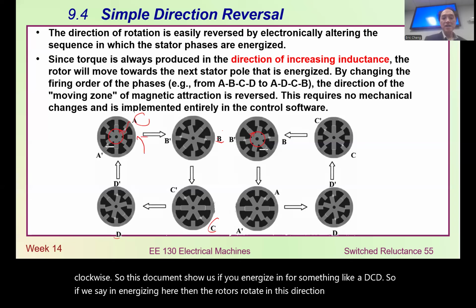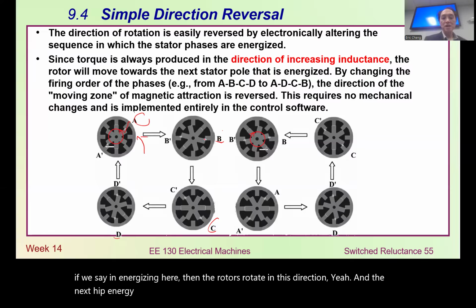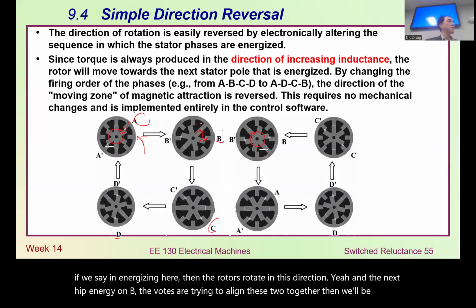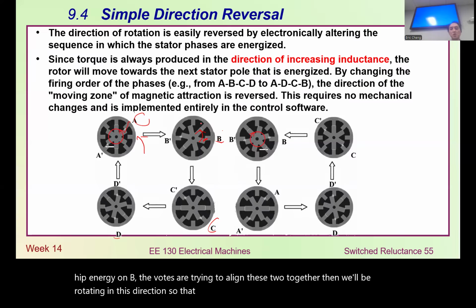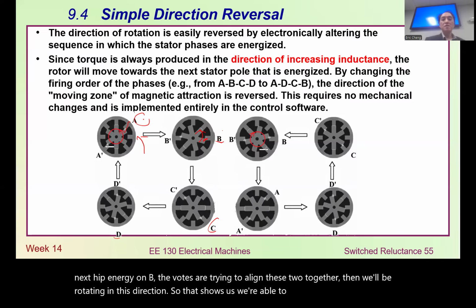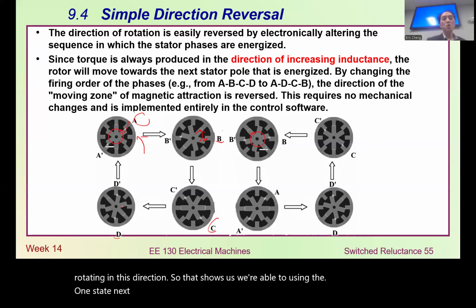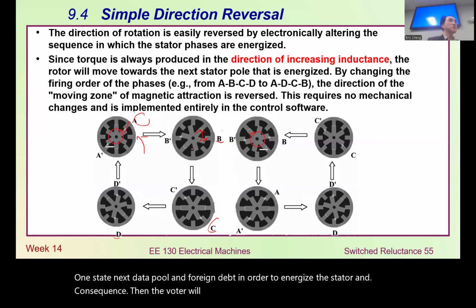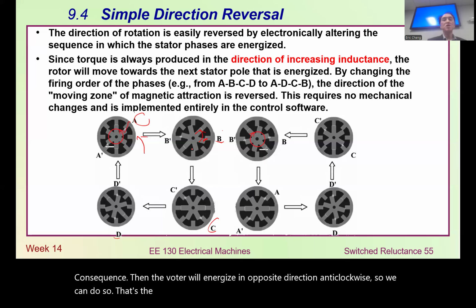And then next, if we energize B, the rotor tries to align these two together, and will rotate in this direction. So that shows us we're able to use one stator pole, then the next stator pole, and follow that order to energize the stator, and consequently the rotor will rotate in the opposite direction, anti-clockwise. So we can do so. That's the way we can change the rotor direction of rotation.